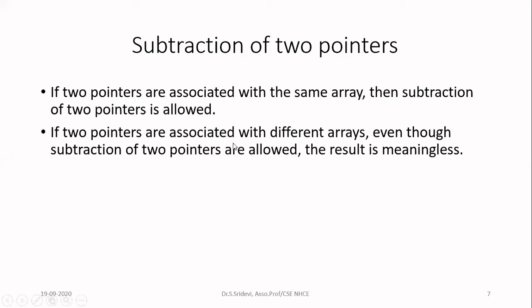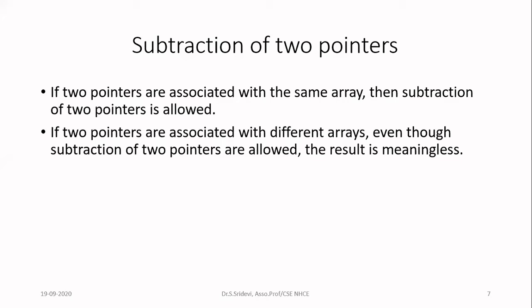Suppose my pointers are associated with different arrays, that is I have 2 arrays A and B. One pointer is pointing to array A, another is pointing to array B. In that case, can we perform the subtraction? Actually, the subtraction is allowed. Why we perform subtraction on a pointer is, if the array has 10 elements and I am pointing to a particular element, I can go to the previous element or 2 elements before in the array. That's why I am using pointer subtraction.